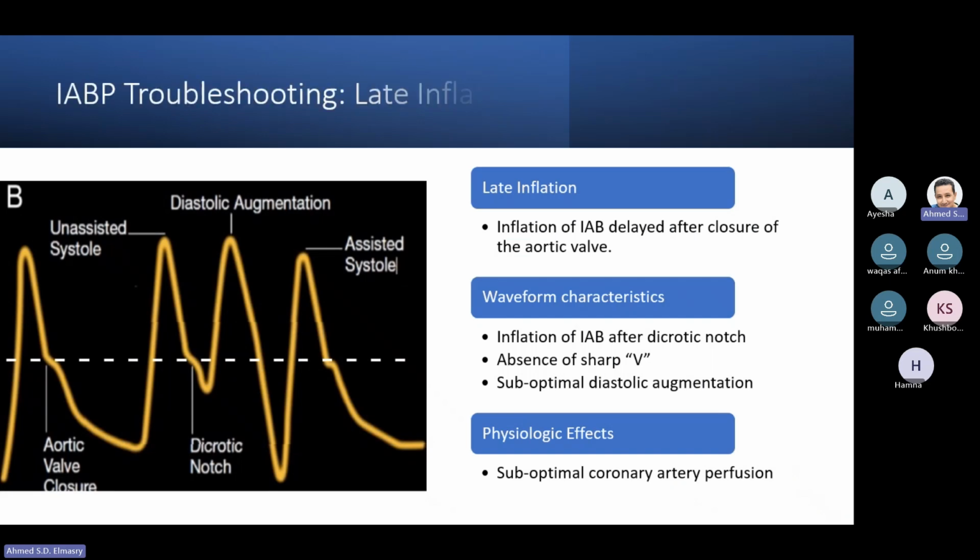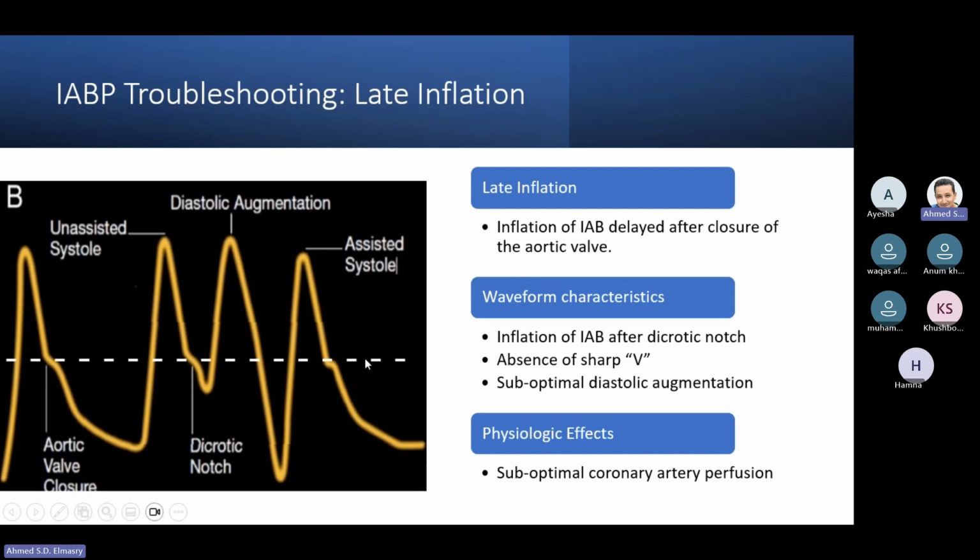The second abnormality is the late inflation. Late inflation means that the inflation point should happen just prior to or after closure of the aortic valve, and the intra-aortic balloon should start the inflation and augmentation of the diastole. But if the inflation of the intra-aortic balloon happened late after the closure of the aortic valve, this is what is called late inflation.